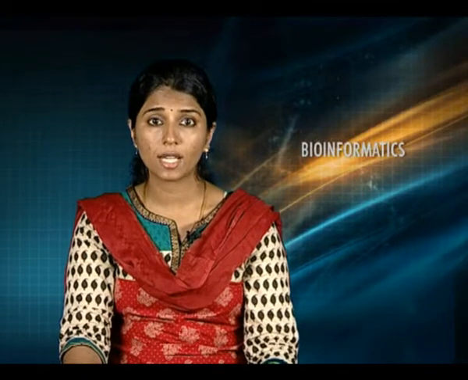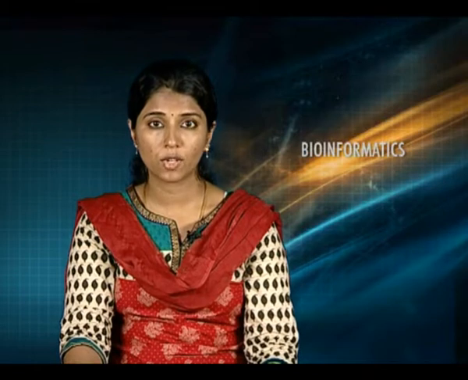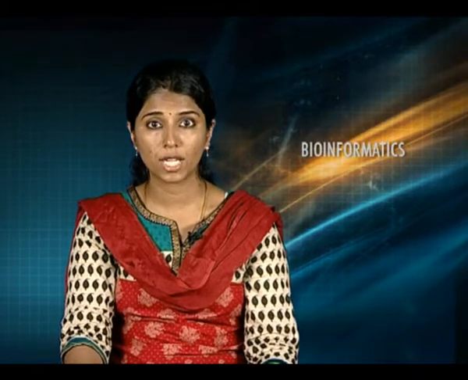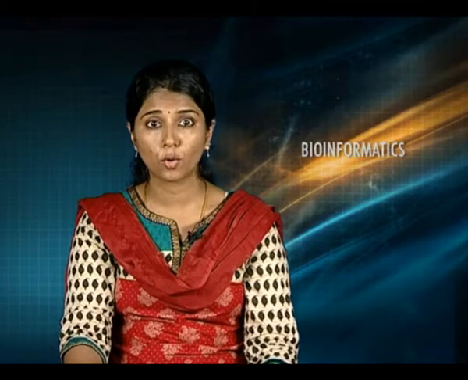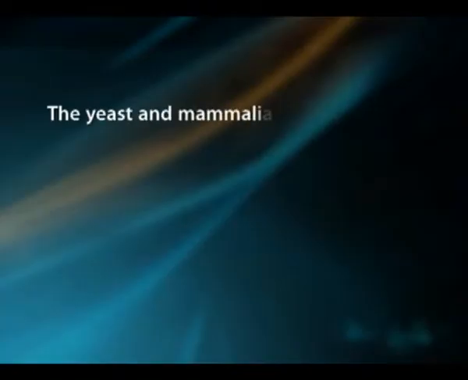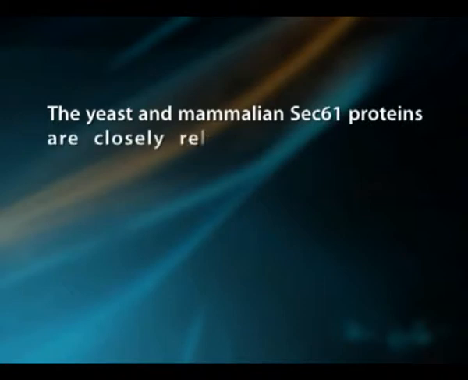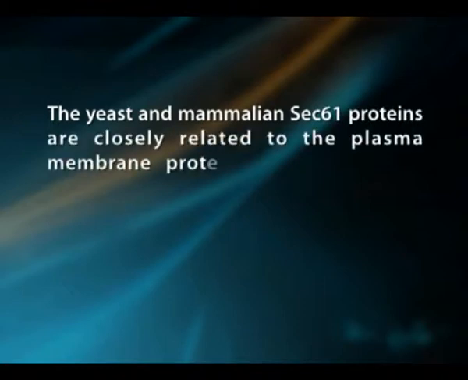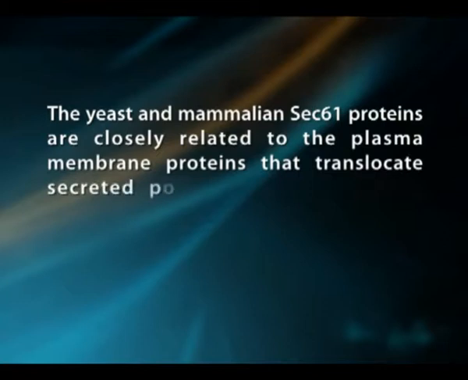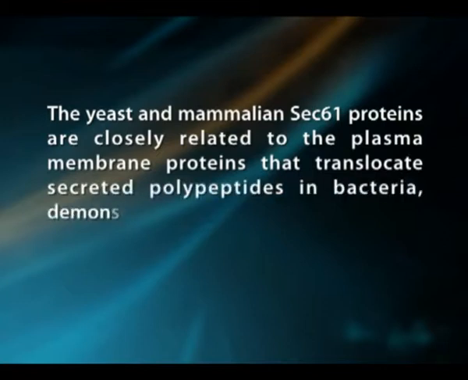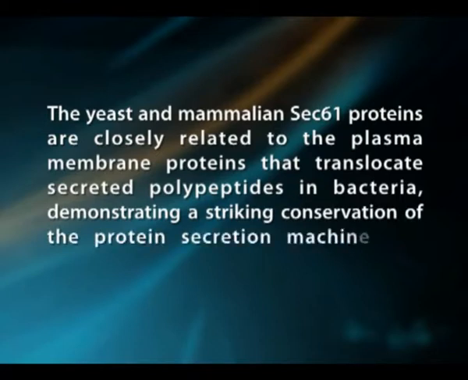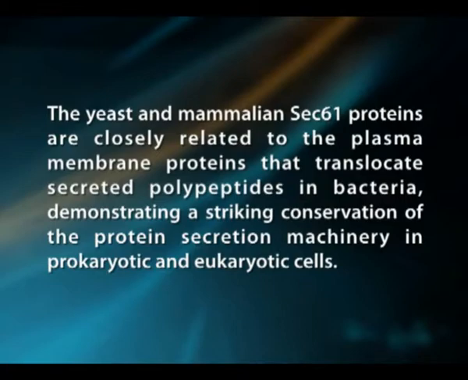In both yeast and mammalian cells, the translocation channels through the endoplasmic reticulum membrane are complexes of 3 transmembrane proteins called the Sec61 proteins. The yeast and mammalian Sec61 proteins are closely related to the plasma membrane proteins that translocate secreted polypeptides in bacteria, demonstrating a striking conservation of the protein secretion machinery in prokaryotic and eukaryotic cells.